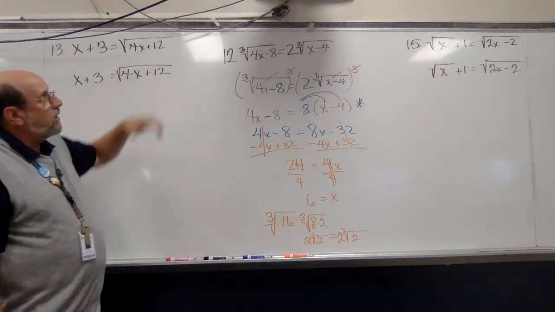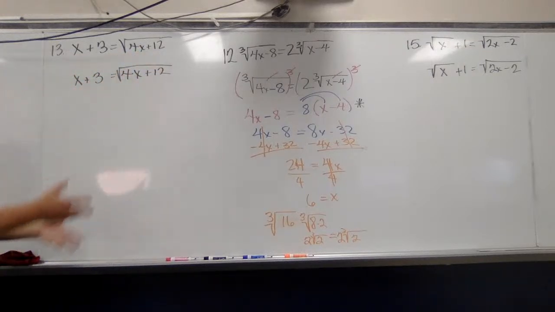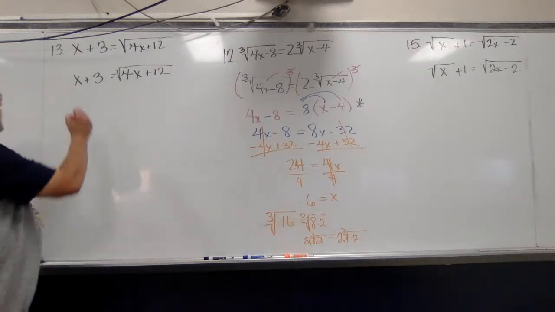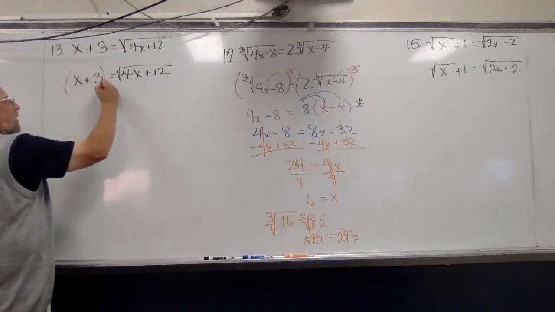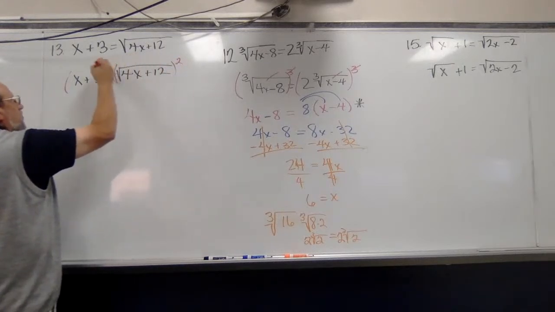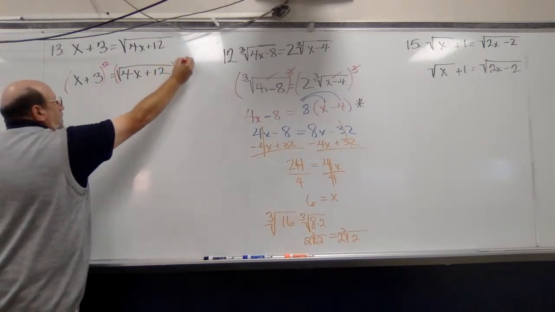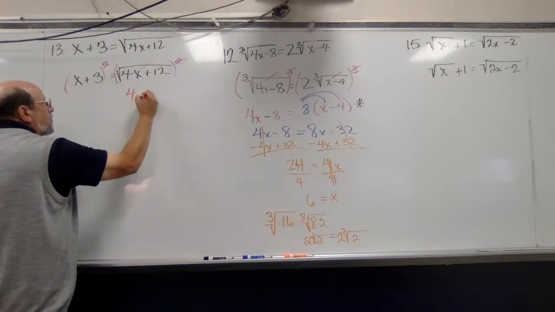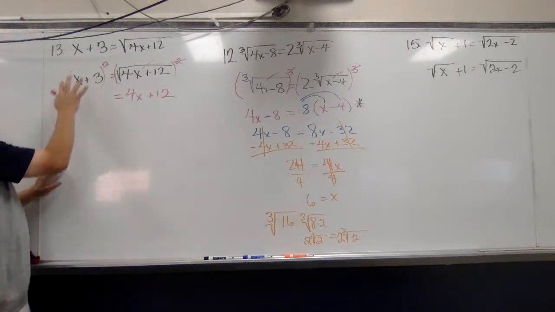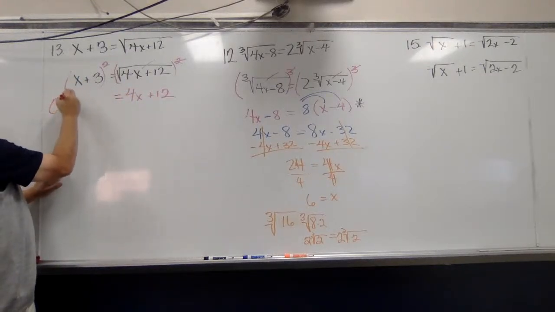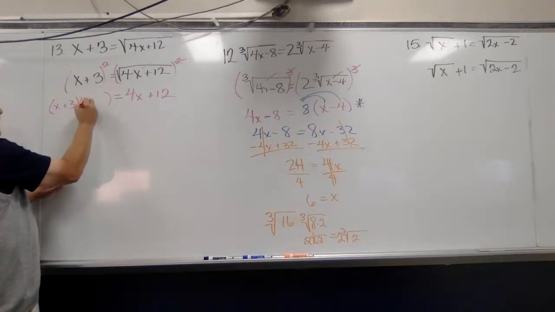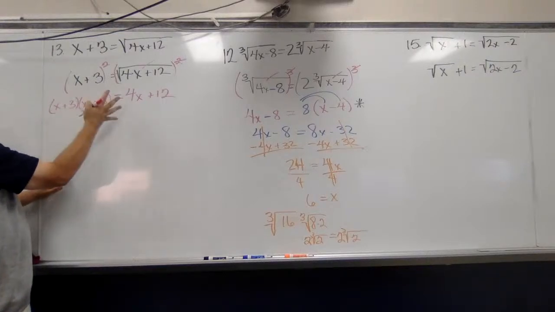Here's the next part. This is the part where I have a quadratic right away. Because why? Because I'm going to square both sides, right? I've isolated my radical, therefore I'm going to square both sides because it's a square root. This square cancels out this square root. I have 4x plus 12. On this side, I have x plus 3, but I'm squaring it, therefore I have to multiply x plus 3 times x plus 3. This is x plus 3 squared.